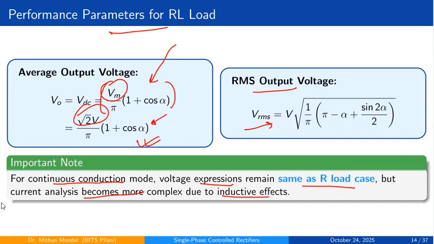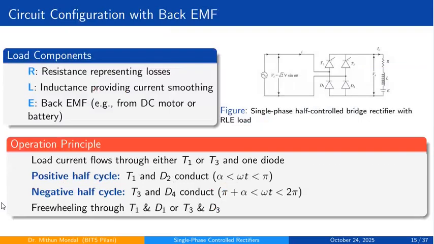So this expression does not change whether you are dealing with the resistive load or the RL load combination. What happens is there is a change in the current, which is due to the inductive effect that we have. The current becomes more complex. Now the other load combination that we have is the RLE load combination. So here, along with the resistance and the inductance, we will be having the back EMF, similar to a DC motor or battery. So this is the single phase half controlled bridge rectifier with the RLE load.